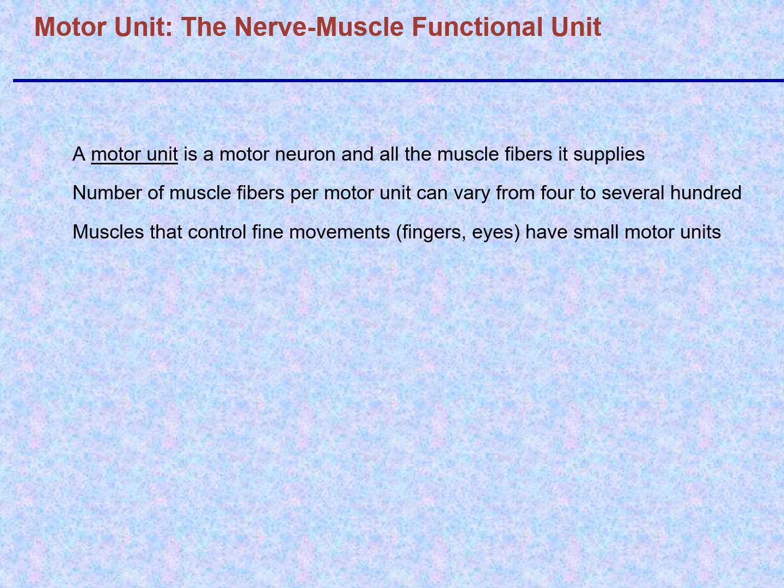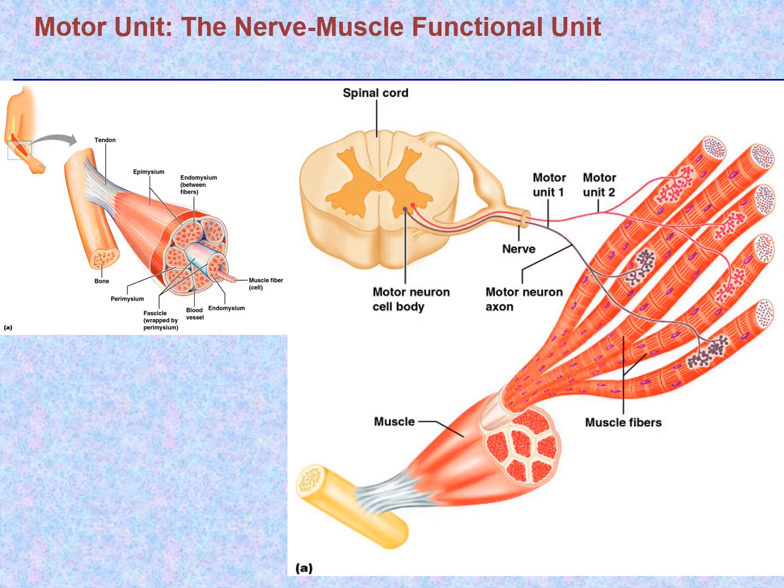The muscles that control very fine movements have very small motor units. The motor neuron in that motor unit is going to be innervating just a few skeletal muscle fibers, so that you can make very fine movements. And these are the kind of things that are associated with the muscles in the fingers and the muscles in the eyes. So here you see a muscle on the upper left, and the muscle is a single organ. It's cut in cross section. Inside the muscle you have the bundles of skeletal muscle fibers, which are fascicles. So you have several fascicles, and within each fascicle you have several skeletal muscle fibers.